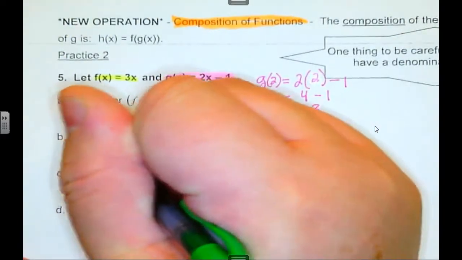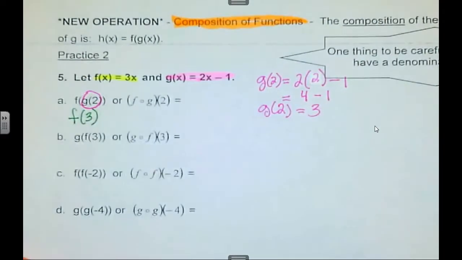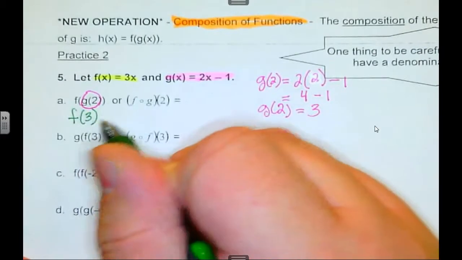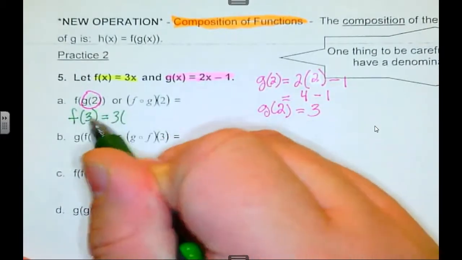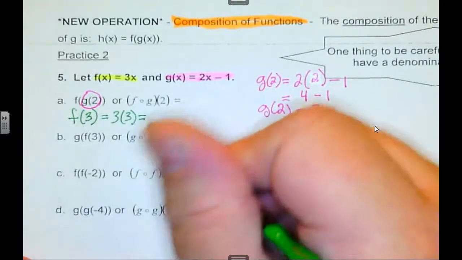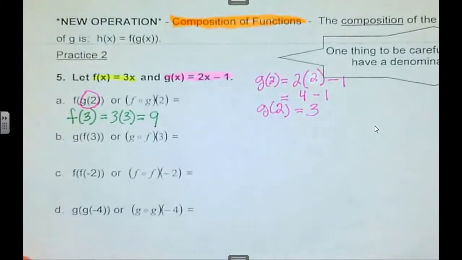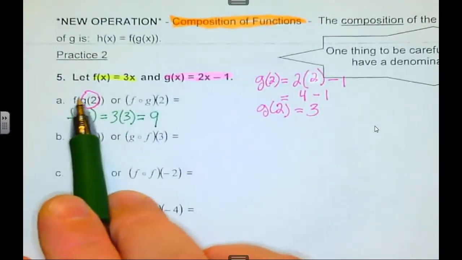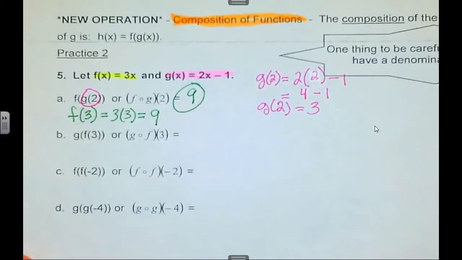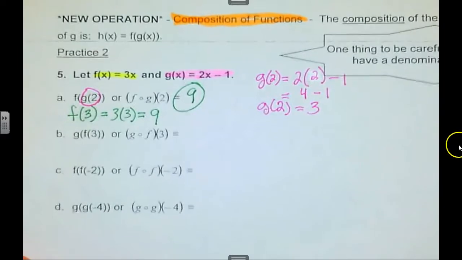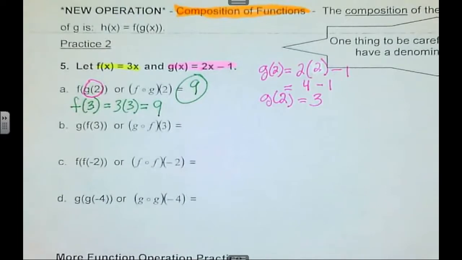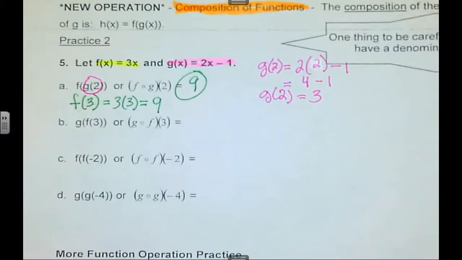So I have the f of 3. Well, I look at the f function, and wherever there's an x, I put in 3. So the f of 3 is 9. And that's the answer for the f of g of 2. 9. Okay? Let's do the next one.